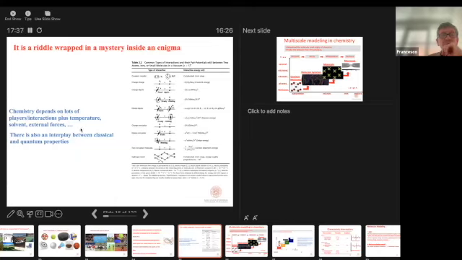enlightening. The real reason for the complexity is that chemistry depends on lots and lots of different players, different interactions. Plus, we have temperature, solvent effects, external forces, and depending on how we look at it, we have to understand the entropy, or we have to understand tunneling effects. So we have a continuous interplay between classical and quantum properties. This is the situation we're dealing with.